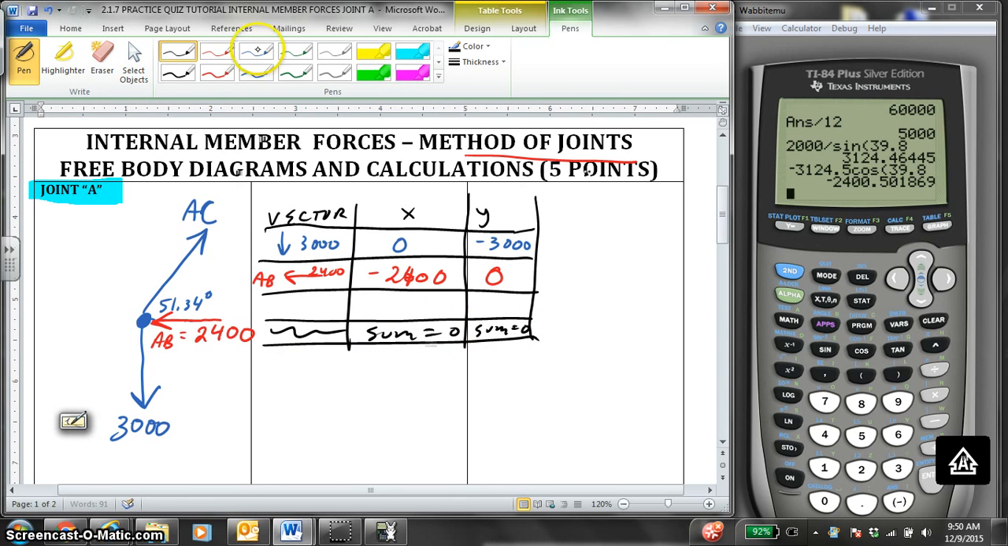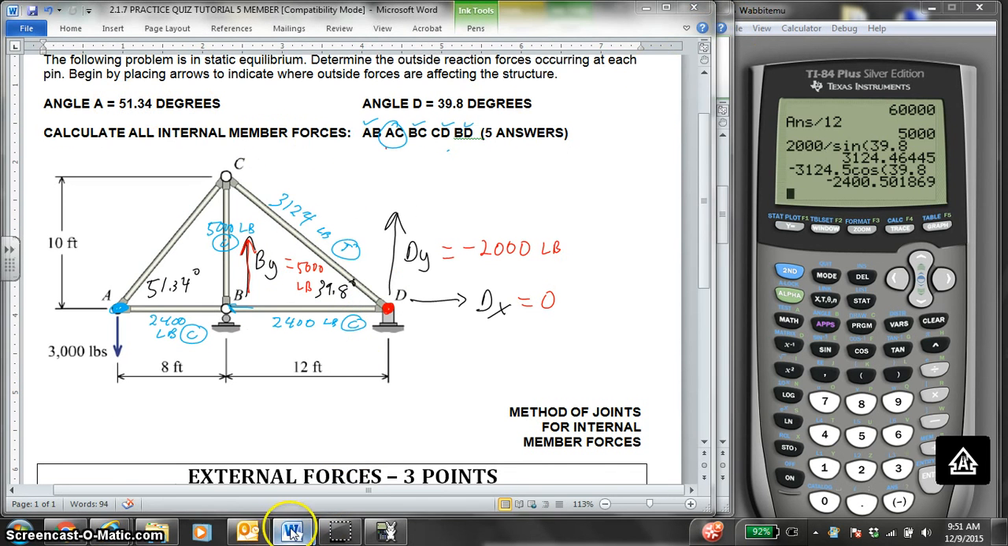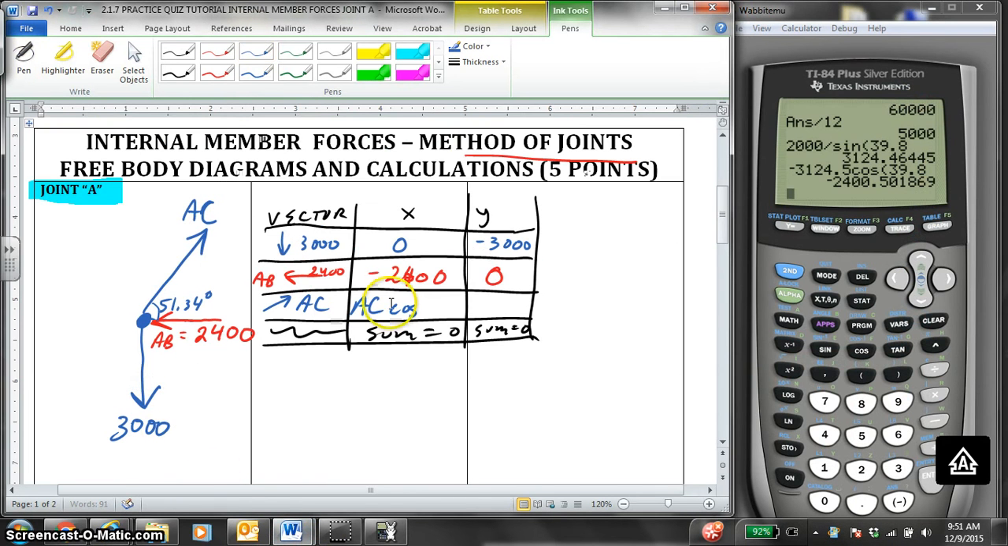The last vector is AC, because there's three vectors in this picture. It goes up and to the right. The x component is AC cosine. Remember, x is always cosine. The angle, when it touches the horizontal from the given data, is 51.34 degrees. And then the y component is AC sine 51.34. Both columns have one unknown. The one unknown is AC right here.